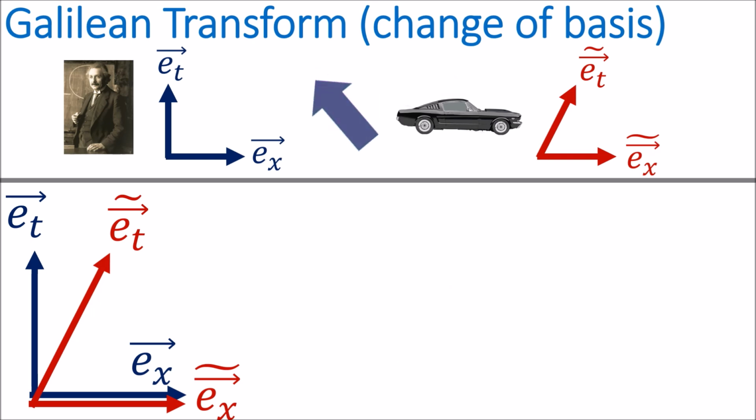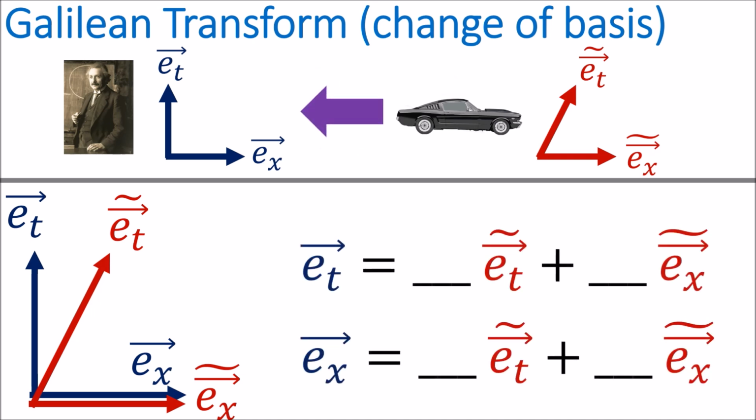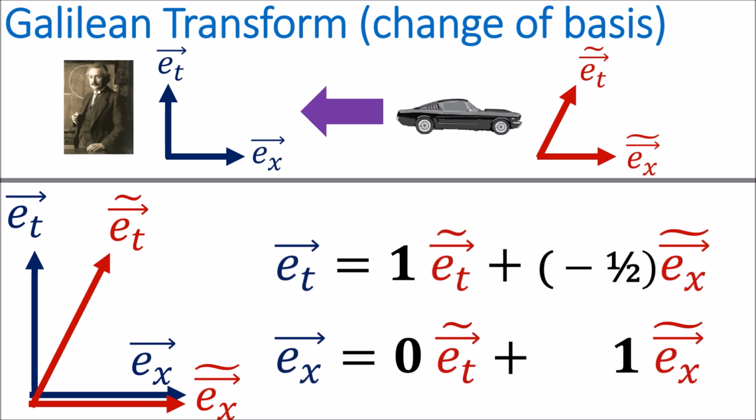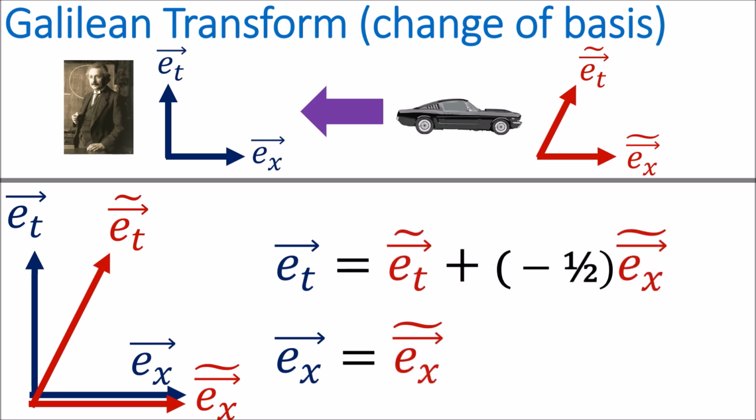Now let's try and go in the other direction, where we use the Carr's spacetime basis to build up Einstein's spacetime basis. To build the ET vector, it looks like we need one ET tilde and 1/2 of EX tilde, but pointing in the opposite direction. So the components of ET in the Carr's basis are 1 and -1/2. And again, since EX is exactly equal to EX tilde, to build EX we need 0 ET tildes and exactly 1 EX tilde. And again, removing the 1s and getting rid of the 0 term, we get this.